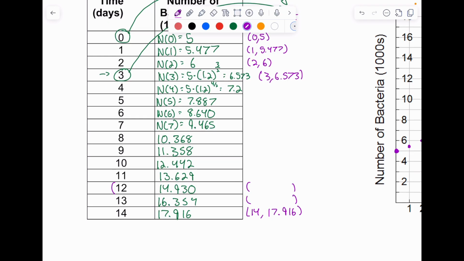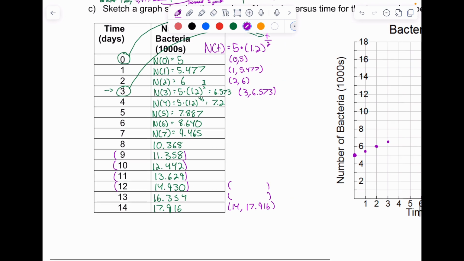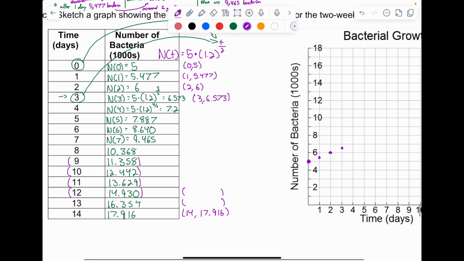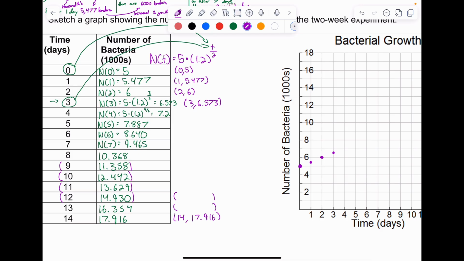Each one of these is an ordered pair, okay? So we've plotted up till 3. Let's just keep going. At 4, we are at 7.2, so right about here. And again, this is a graph. It's just an estimate. You don't have to be super exact. Just kind of getting a general trend. At 5, you were at 7.8, so right below 8, like that. At 6, it is at 8.64, so halfway between 8 and 9 pretty much.